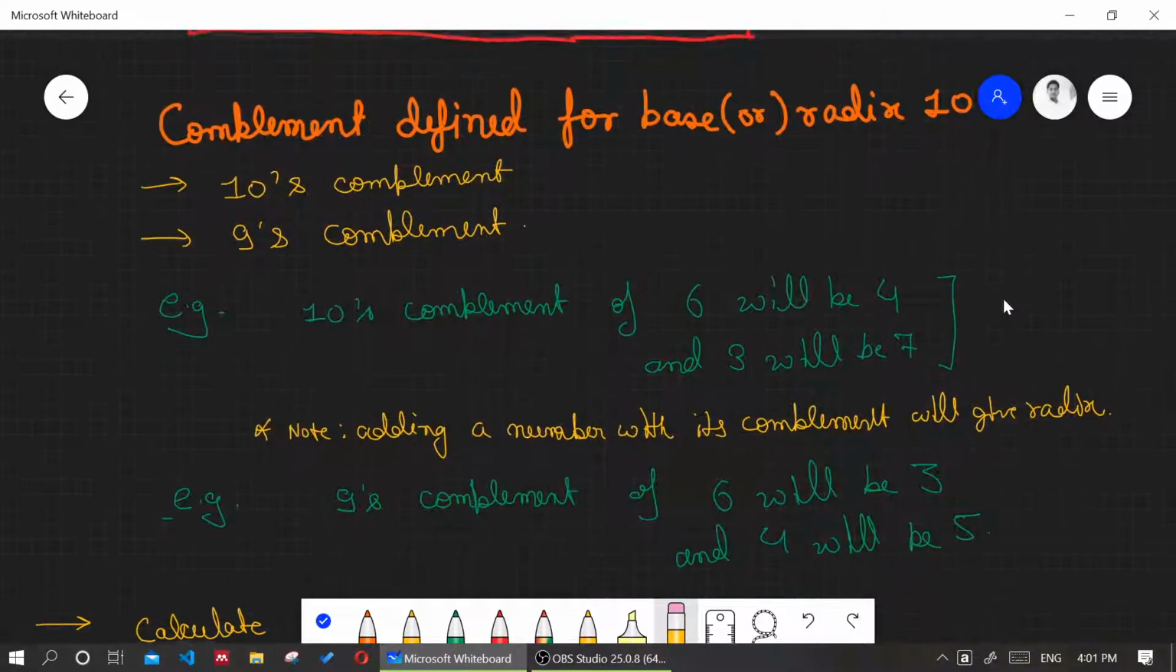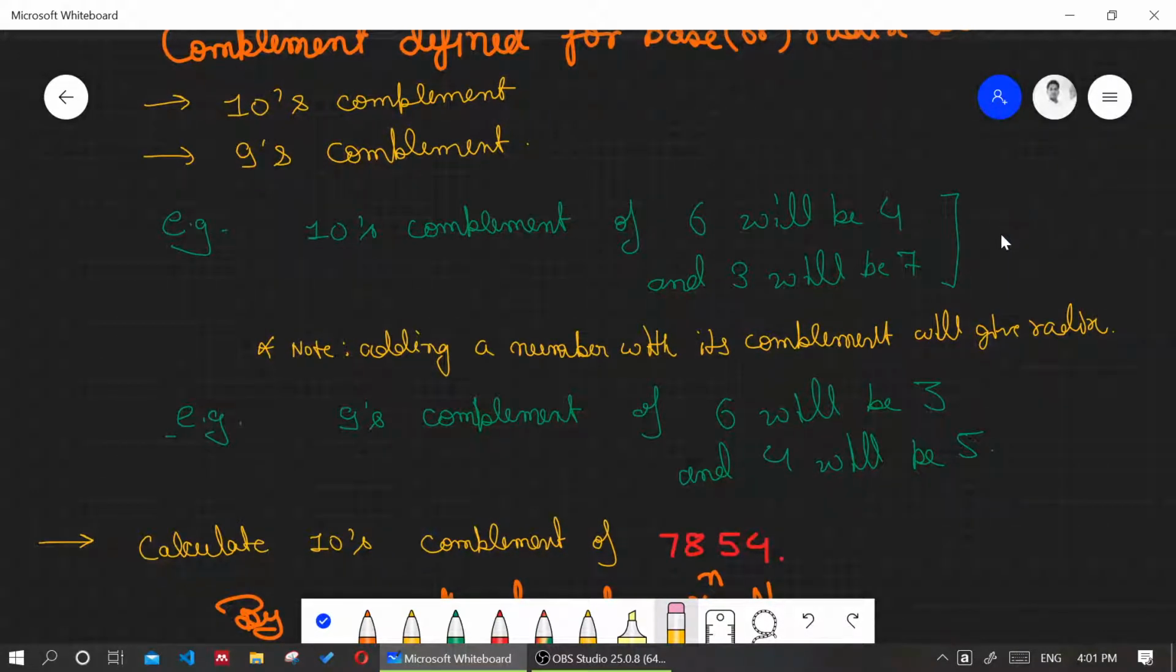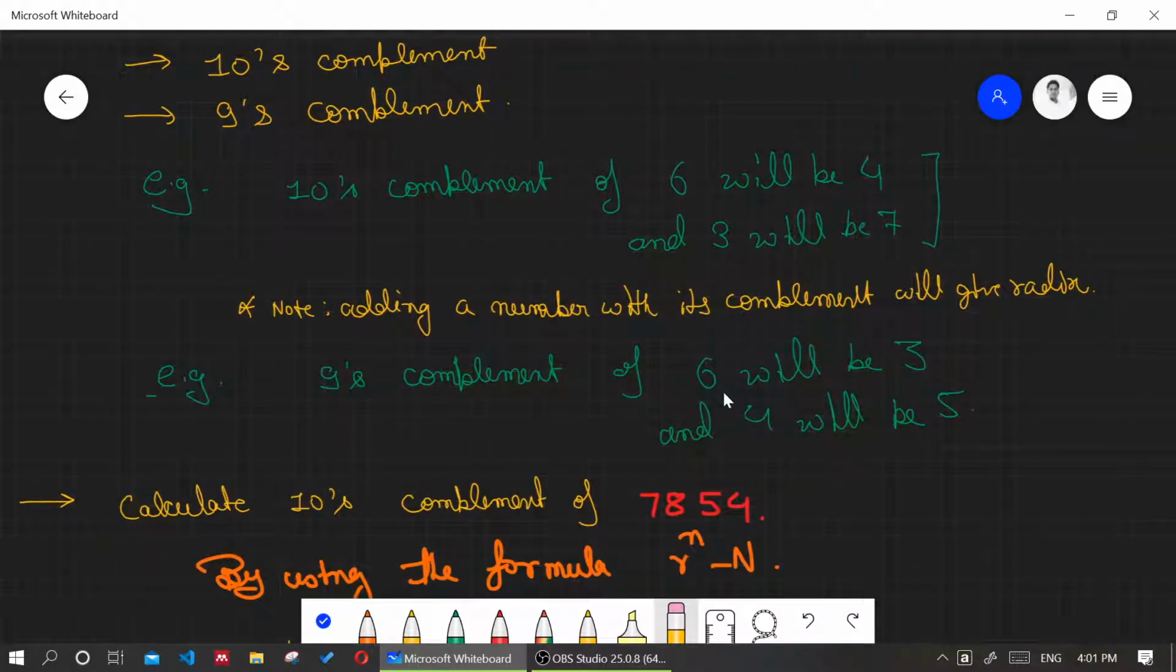Similarly, as with the tens complement, we have the nines complement defined. So what will the nines complement be? When you sum the two numbers, it comes out to be 9 for a one-digit number. Like 4 plus 5 is 9 and 6 plus 3 is 9. Adding a number with its complement gives the radix for the r's complement, and for the r minus 1's complement, you will get r minus 1.